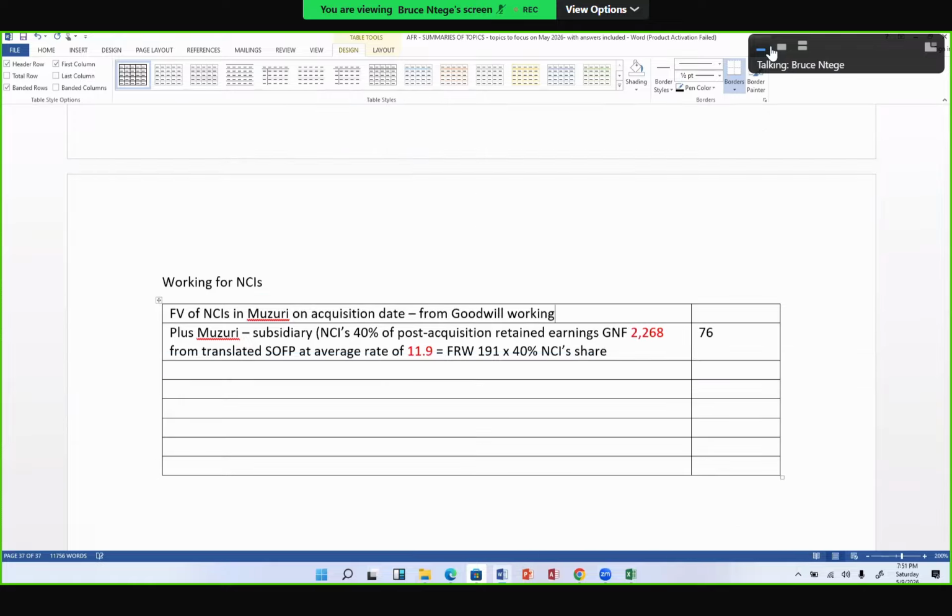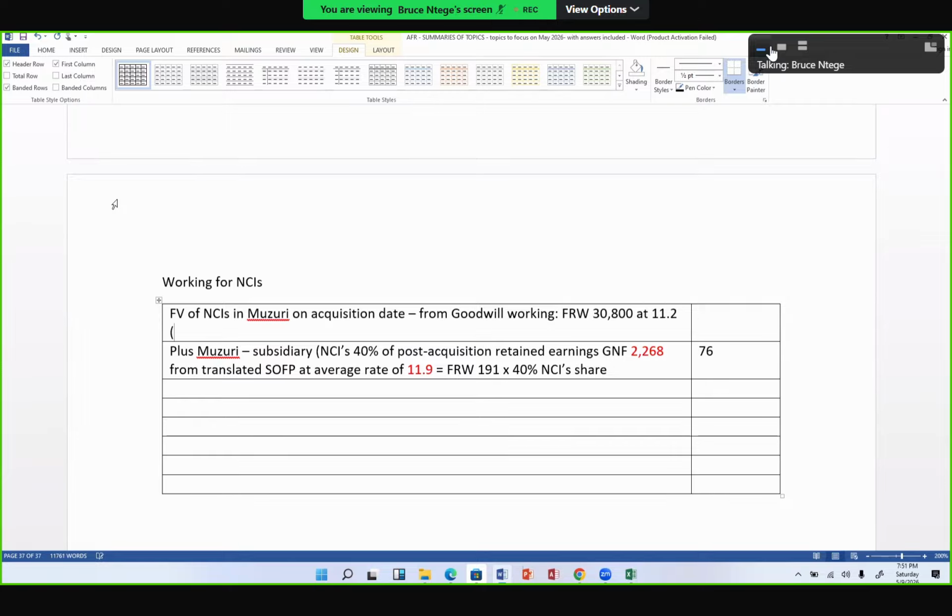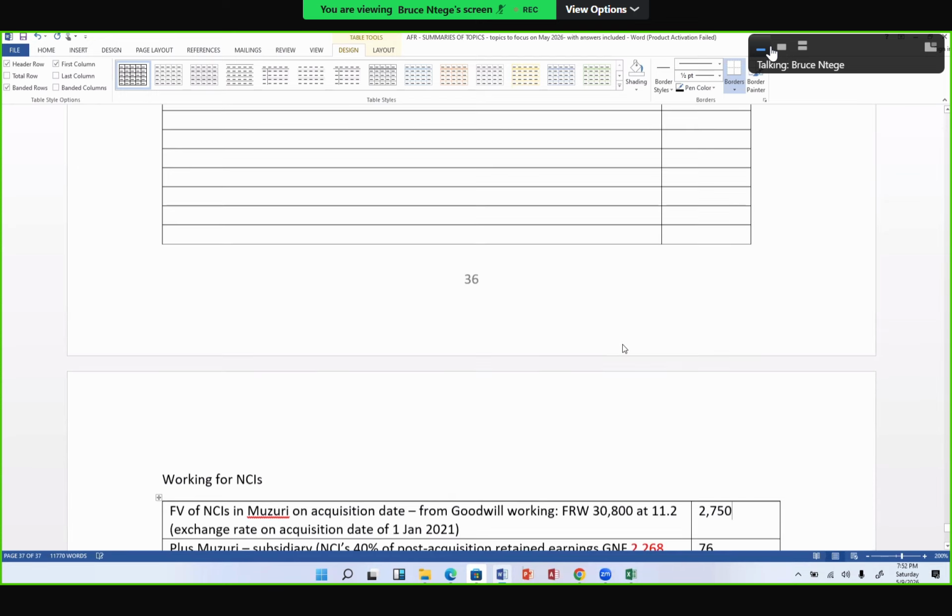So it should be here. So a minute here, I'm looking at 3,800 at that 11.2, which is the exchange rate at the acquisition date. If we know our acquisition date was 1st January 2021, so on my calculator, 3,800 divided by 11.2, I have 2,750. 2,750. So these two workings, I'm opening them.